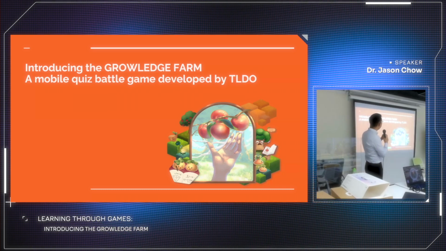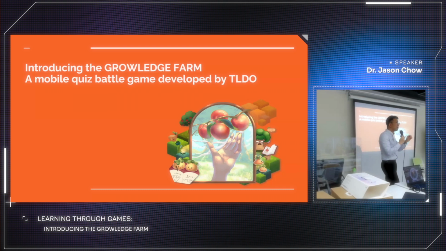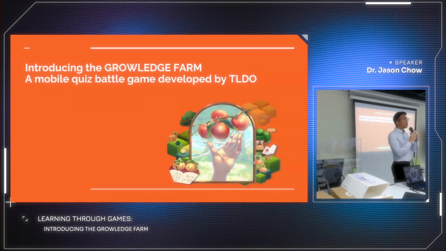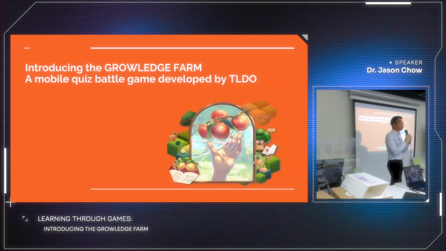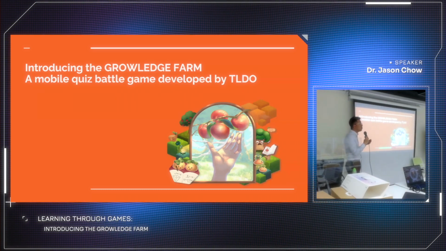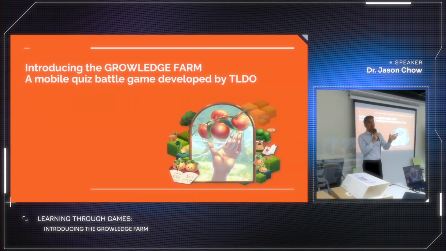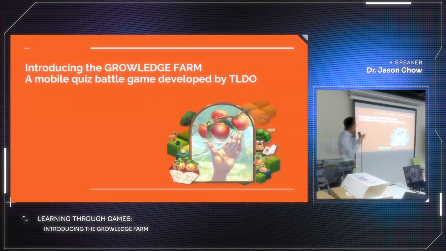Now, I would like to introduce one recent product of our office that is designed for all different kinds of courses. All the examples I showed you before were designed for one specific subject. For example, the AR card for Chinese medicine is only used for a course related to Chinese medicine, and the VR perspective game is mainly used for a course in counseling psychology. So to support game-based learning across all disciplines, we have developed a game called Growledge Farm. The name means growing knowledge. It is a land acquisition game, a mobile quiz battle game.